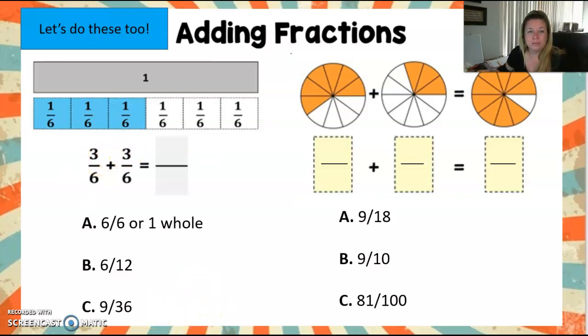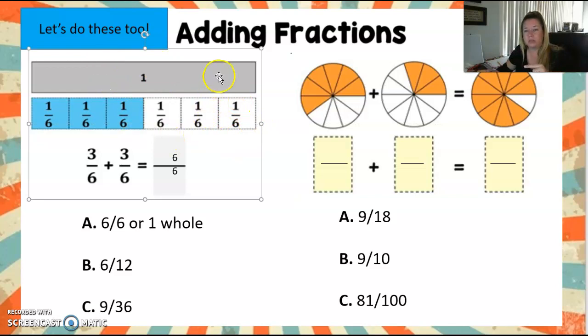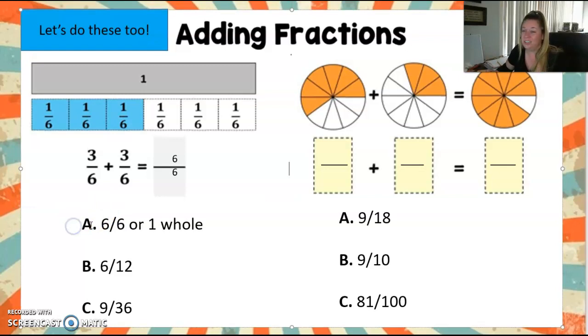3 plus 3, let me type it. 3 plus 3 equals 6, and our denominator does not change, it stays the same. So we get 6/6, or we could count them 1, 2, 3, 4, 5, 6. And if you notice at our bars, they are the same. 6/6 equals 1 whole. Remember, when the numerator and the denominator are the same, it equals 1. So our answer is A. Did you get it correct? Did you choose A? Good job.